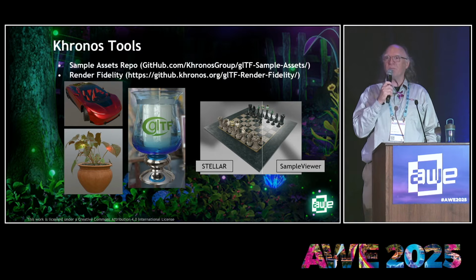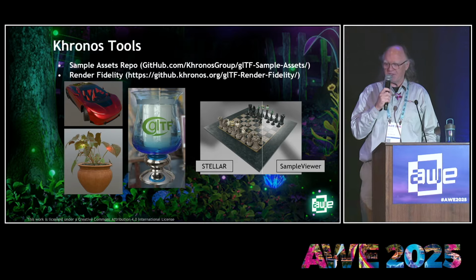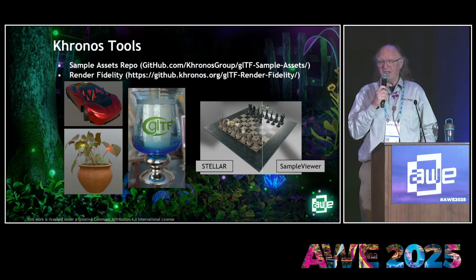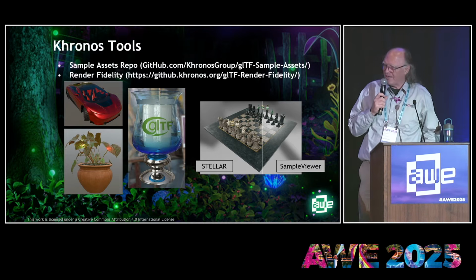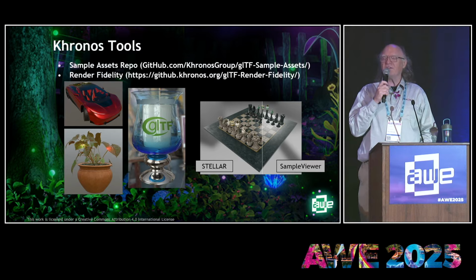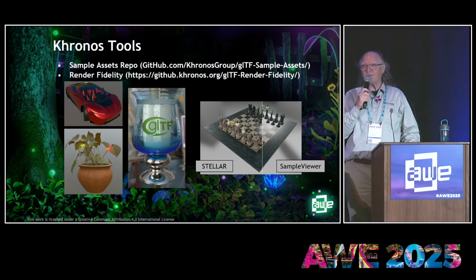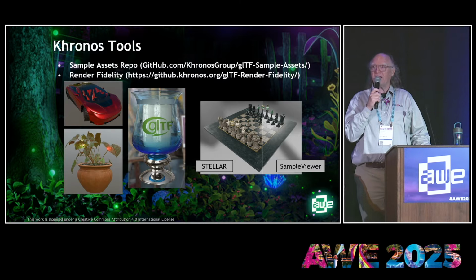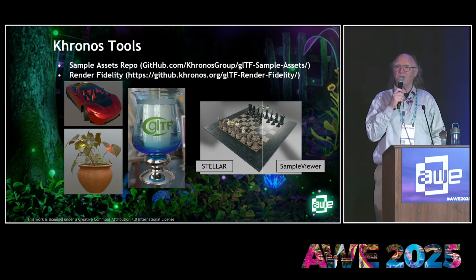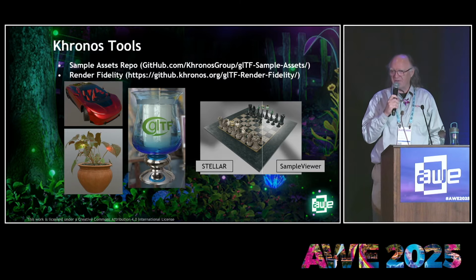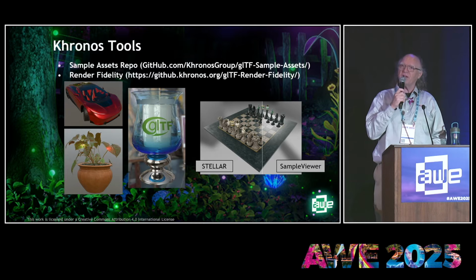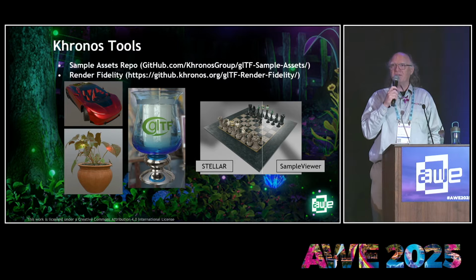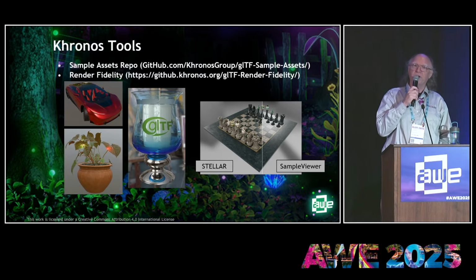In particular, a couple things that we have done for 3D commerce recently, which is shown on the right, is the Render Fidelity website. This is a website that allows you to compare many of our standard renderers. In this particular case, we have Stellar, which is a Dassault product, and it is a path trace renderer. On the right is Sample Viewer, which is a real-time renderer, and the application allows you to slide back and forth to see where the differences are.